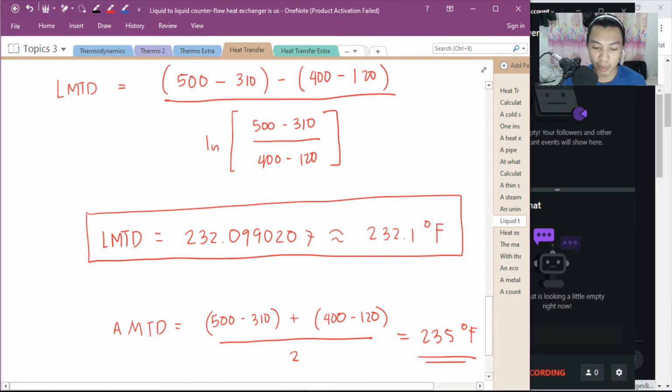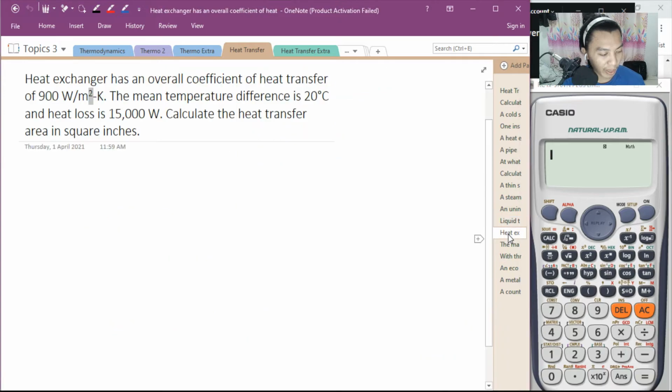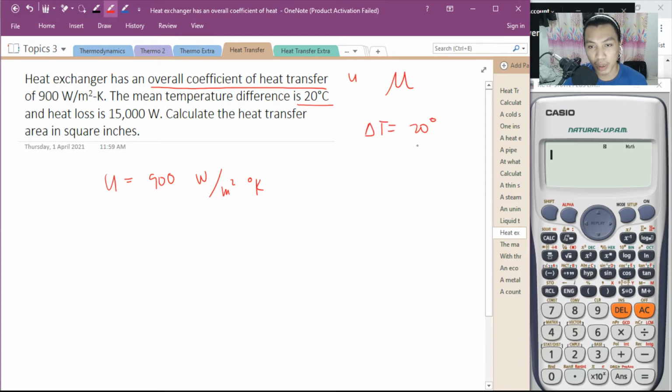How about problem number 12? A heat exchanger has an overall coefficient. Okay, overall coefficient na yan. So, that is U, 900 watt per meter squared degree Kelvin. U, overall coefficient of heat transfer. That is U, or nu. Yung iba, mu. Okay? Yung iba naman ginagamit nu. The mean temperature difference is 20 degrees Celsius. So, that is delta T, 20 degrees Celsius. And the heat loss is 15,000 watts.